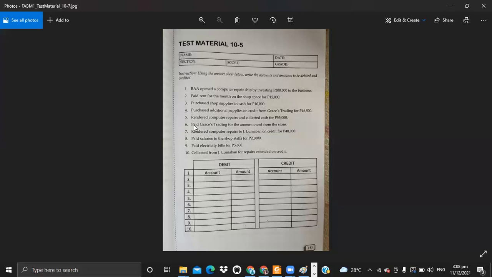Okay, so you need to be aware or to check, no, kung yung ibang transaction is connected from the other day or the other number. Rendered computer repairs to J. Lumaban on credit for 40,000. And then again on credit, no? So, merong on credit. Paid salaries to the shop staffs for 20,000. Paid electricity bills for 5,600. And then collected from J. Lumaban for repairs extended on credit. So, atong number 10, connected ulit siya sa number 7.